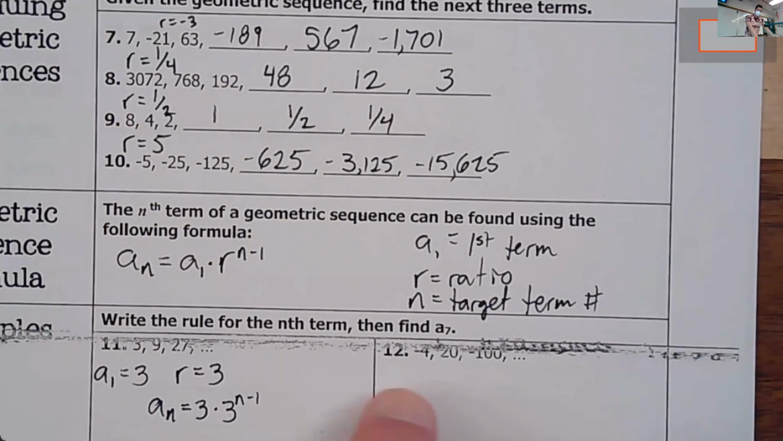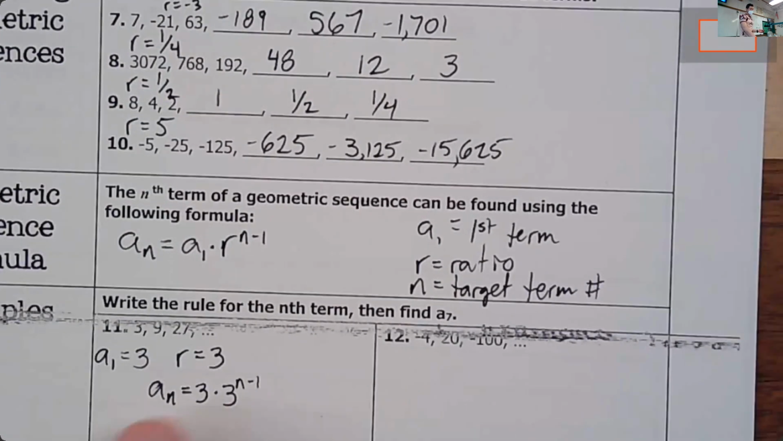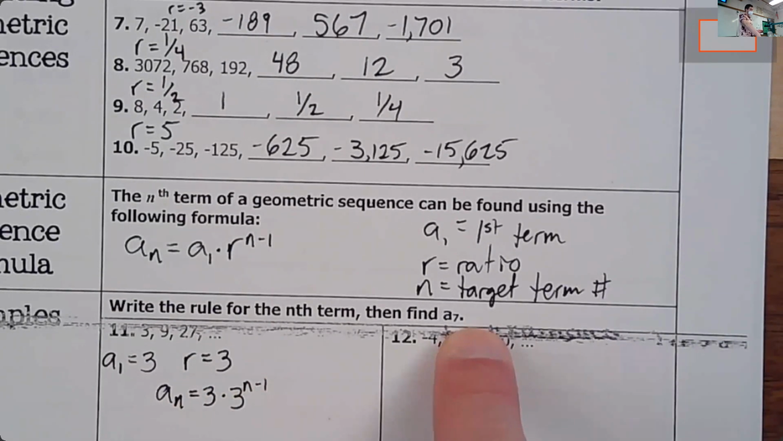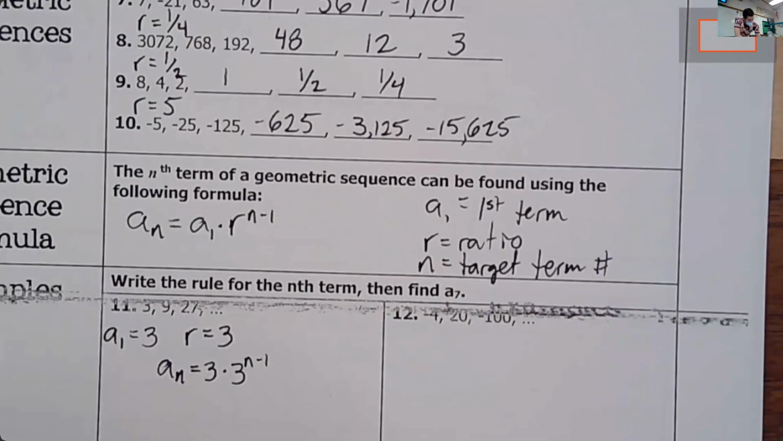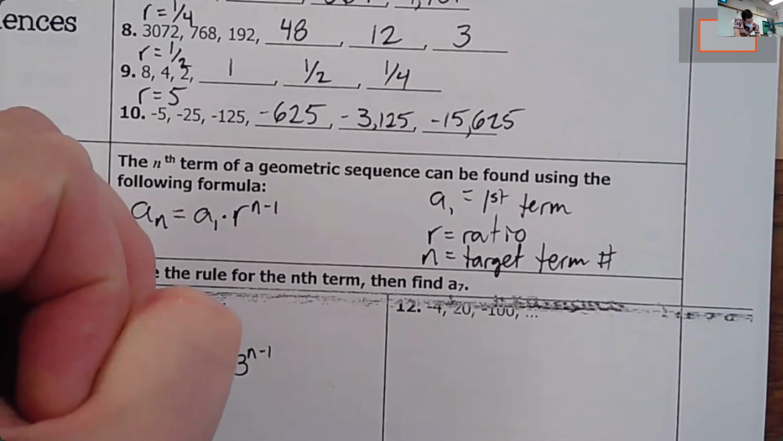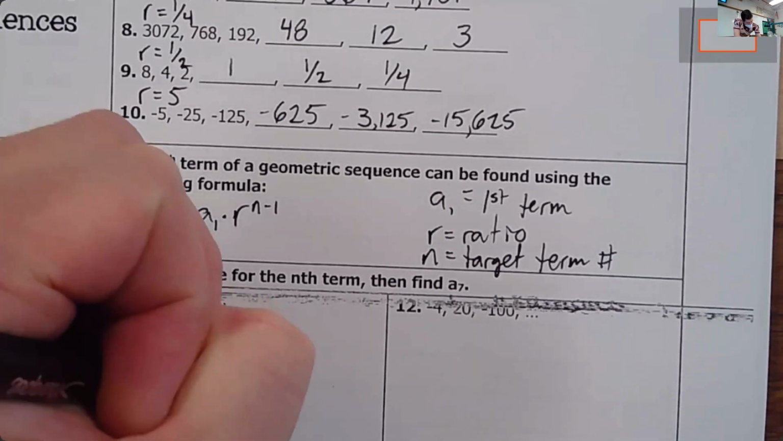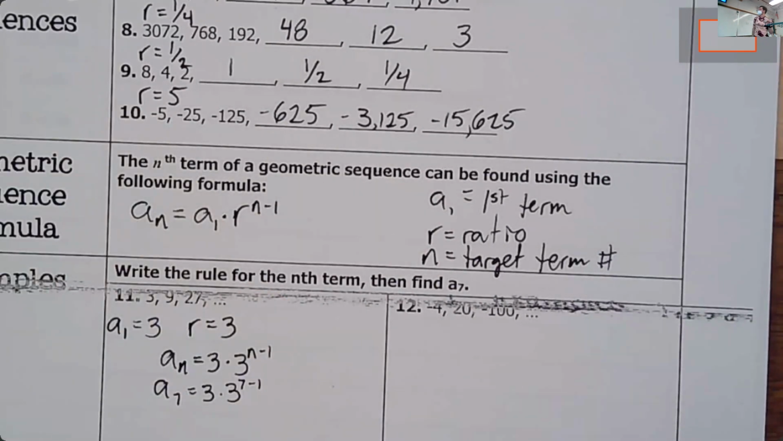Then what it says is find the 7th term. That's what that means. A7 would be find the 7th term. So what we're going to do is anywhere we see n, we're going to write 7. So we're going to write a with a 7 down there equals 3 times 3 to the 7 minus 1 power.